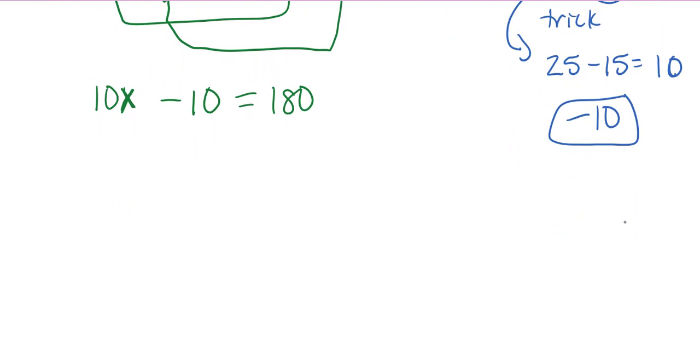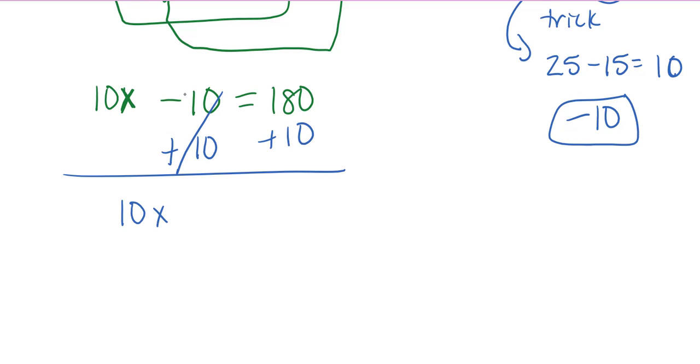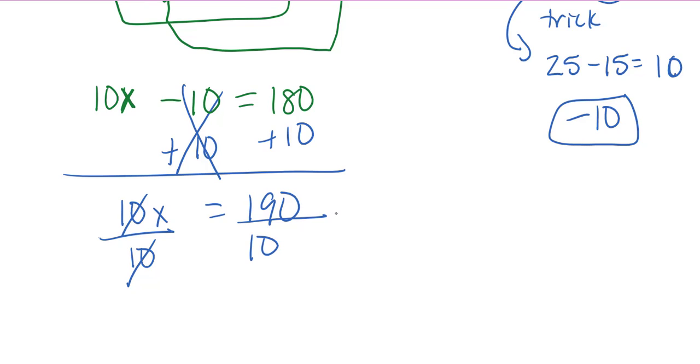But let's go back to this problem. Here we have 10x minus 10 equals 180. Let's add 10 to both sides. So now we have 10x, this becomes 0, and we have 190. To get rid of the 10 on the left-hand side, we divide by 10 on both sides and we get 19. So x is equal to 19, which makes sense, right? 10 times 19 is equal to 190. So that's the missing number.